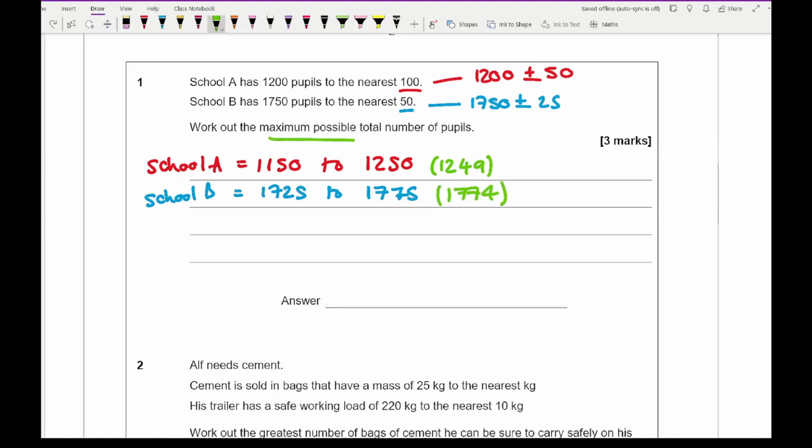Now to get the maximum possible total of the pupils, I'm guessing we're adding those numbers up, so we go for the upper bound of both, which is these two numbers here. So here the max sum is going to be 1249 plus 1774, and that gives me an answer of 3029.